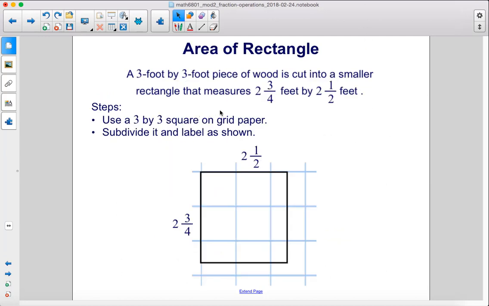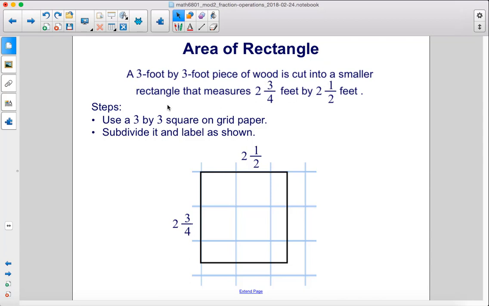A 3-foot by 3-foot piece of wood is cut into a smaller rectangle that measures 2 3/4 feet by 2.5 feet. Steps: use a 3 by 3 square on grid paper. Alright, so on our grid paper we see 1, 2, 3, 1, 2, 3. We see the full 3 by 3 piece of wood in the light blue. And then we're going to subdivide it and label as shown.